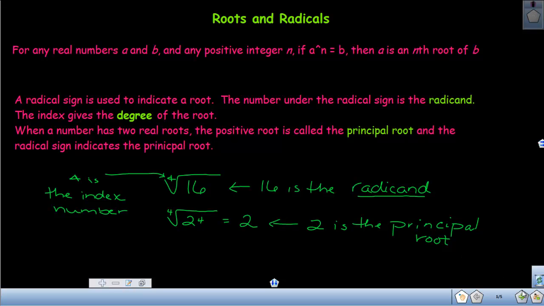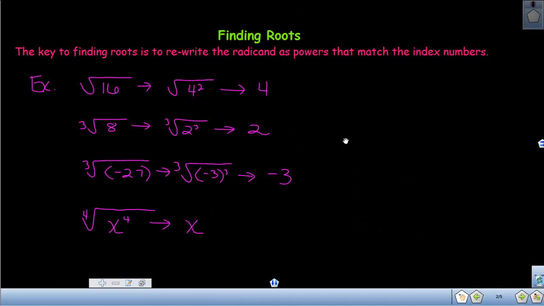Now, what we're going to do is we're going to simplify roots by going through a few examples. First of all, let's just basically review square roots. With square roots, we really just have memorized these perfect squares, but in essence, we can write them as 4 squared, and again, the square root symbol and that square cancel each other out, so our principal root is 4. With 8, the same thing. We can write it as 2 cubed, and again, this cube root and this exponent of 3 cancel each other out, so 2 is the principal root.